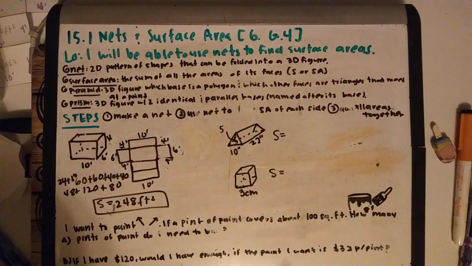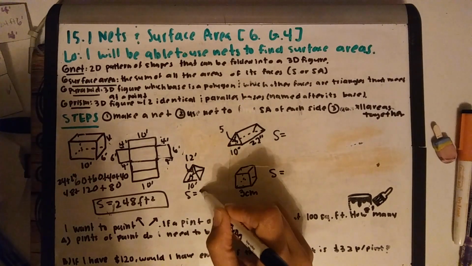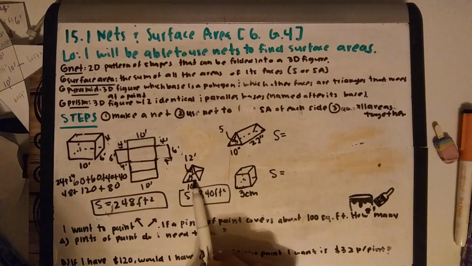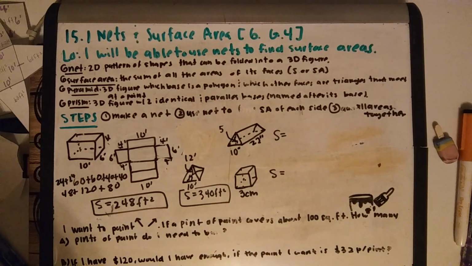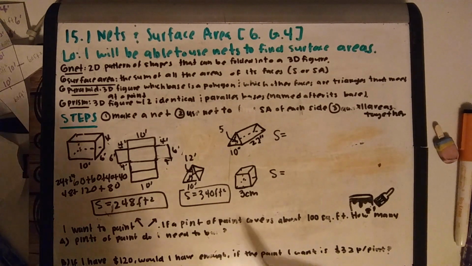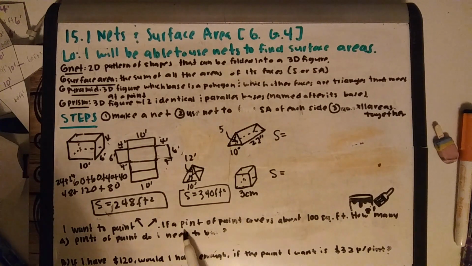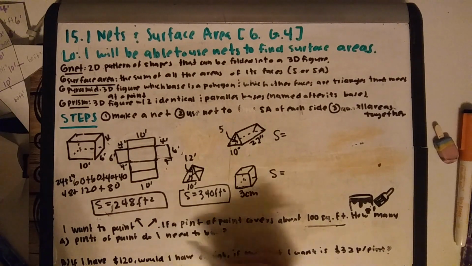This one says that we want to paint these two figures, okay? Because some of you are going to say, when am I going to use this? In real life, you actually use a lot of surface area, or just area in general. So you want to paint those two, and a pint of paint covers about 100 square feet. So how many pints will I need to buy?